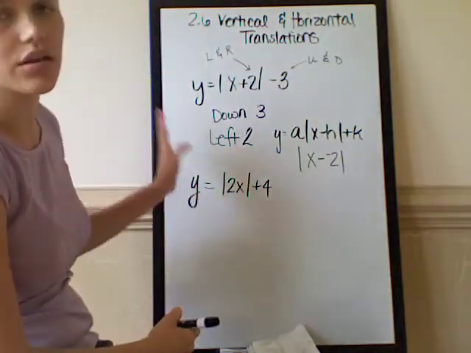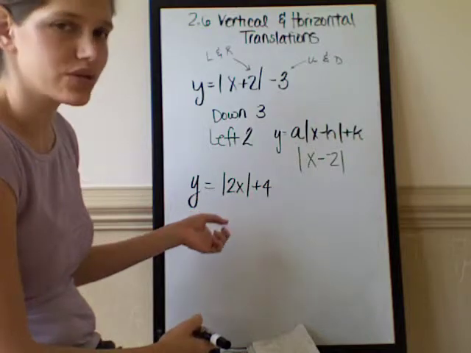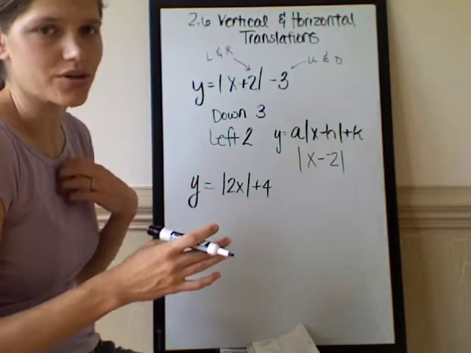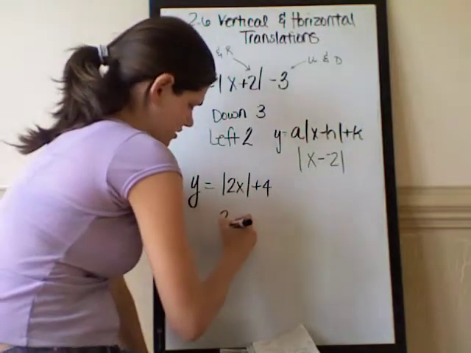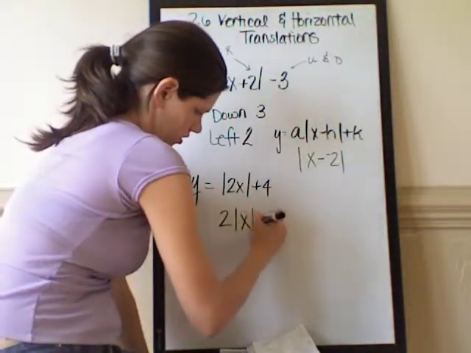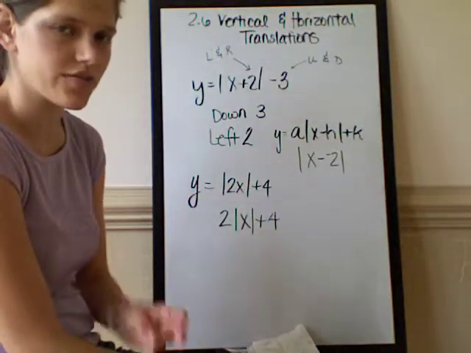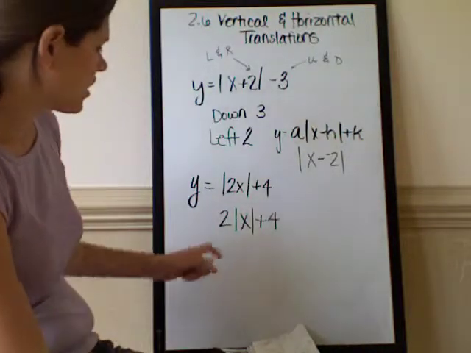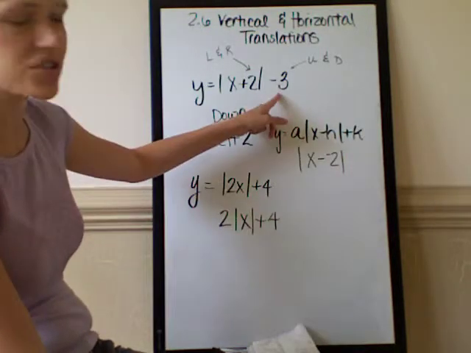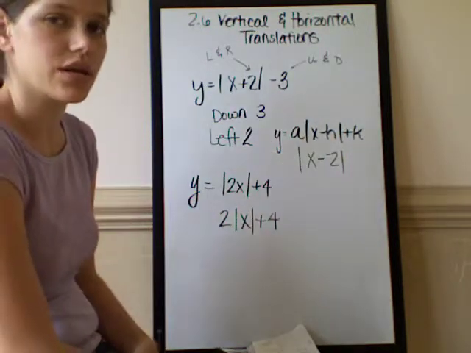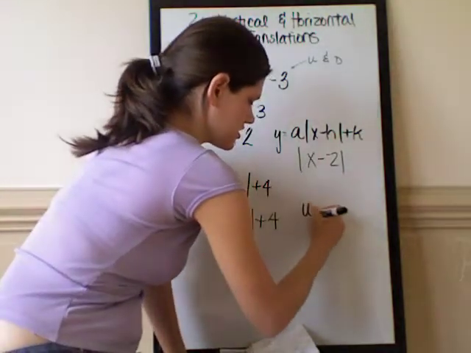Okay, so I went down 3, left 2. Alright, let's look at this one. If you notice, my 2 is inside of my absolute value bars. But remember that you could pull that out, just like factoring. So let's do that. Now my 2 is out in front of the absolute value bars. First off, this +4 is outside of the absolute value bars, just like here. So is it going to be an up or a down translation? Well, it's a +4, so this is up 4.